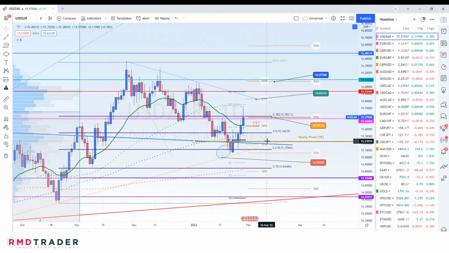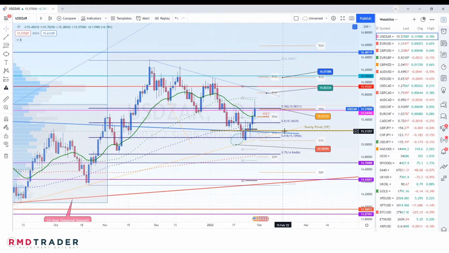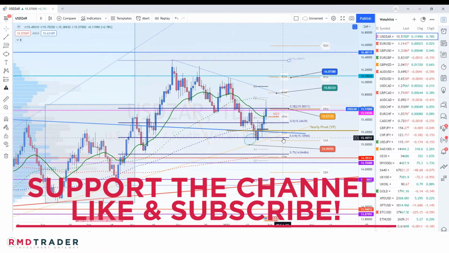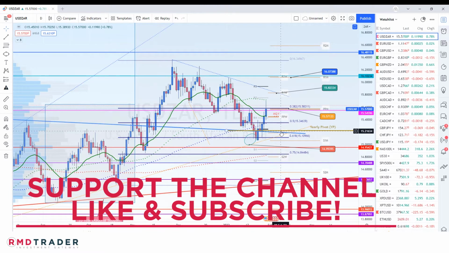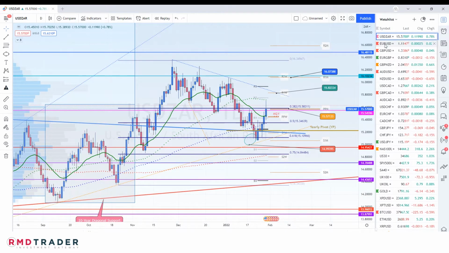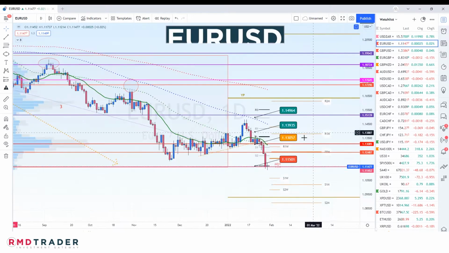In terms of support, the yearly pivot will remain important support, and I do not necessarily foresee price breaking below that in the near term. Moving on to the EURUSD.